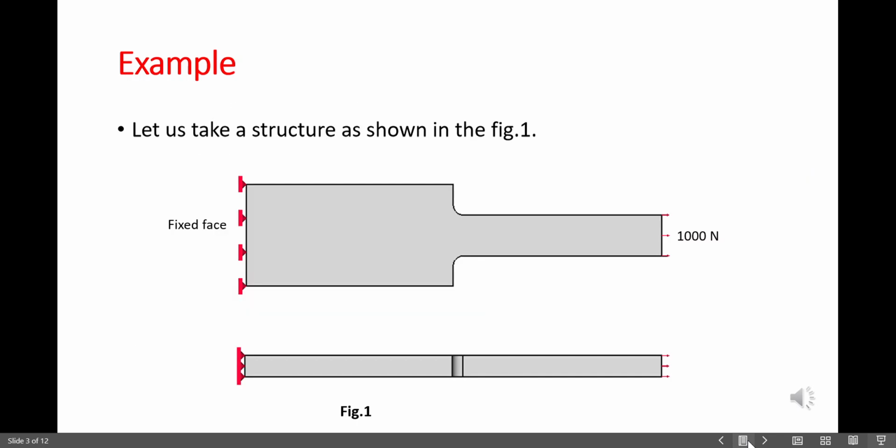Consider a step bar as shown in figure 1. It has uniform thickness and it also has a fillet at the region of transition of the width from one width to another. We fixed one end and we apply the tensile load of 1000 newtons at the other end.